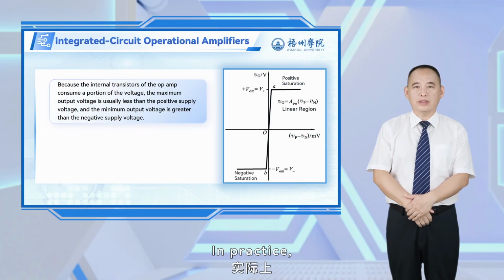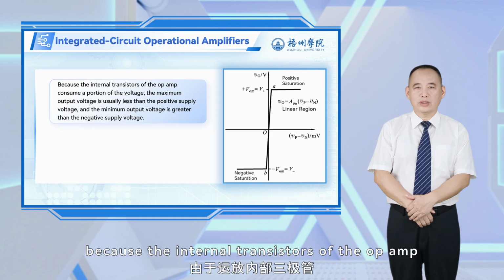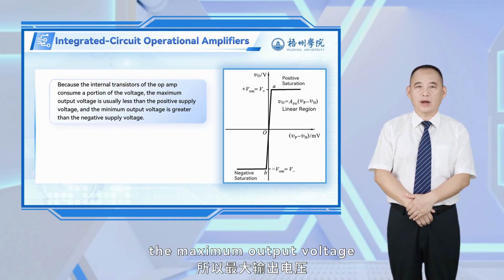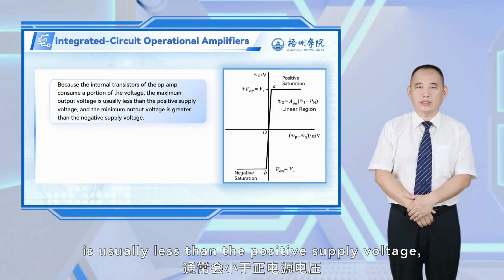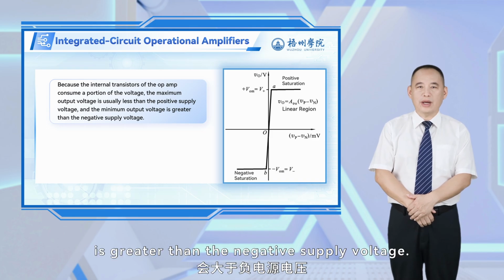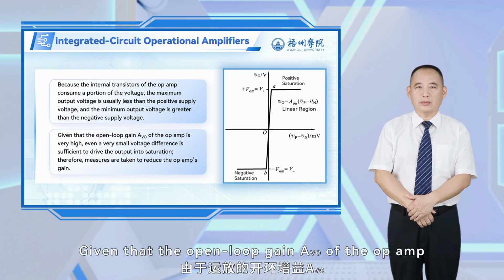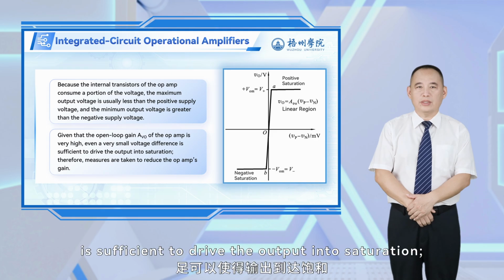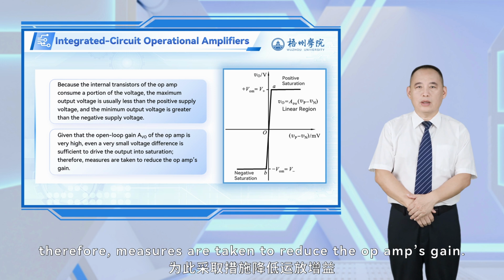In practice, because the internal transistors of the op-amp consume a portion of the voltage, the maximum output voltage is usually less than the positive supply voltage, and the minimum output voltage is greater than the negative supply voltage. Given that the open-loop gain A_VO of the op-amp is very high, even a very small voltage difference is sufficient to drive the output into saturation. Therefore, measures are taken to reduce the op-amp's gain.